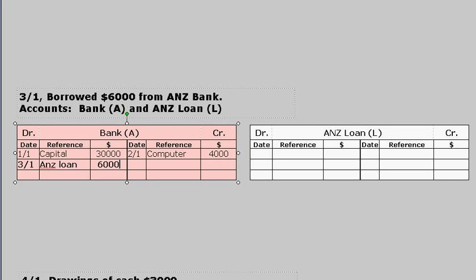And then we go over to the loan account. It's a liability, so we're going to put that on the credit side of the account. We're going to write bank as a cross-reference, and the value is going to be $6,000. The debit entry, $6,000, equals the credit entry, $6,000. Come back and see the next video.